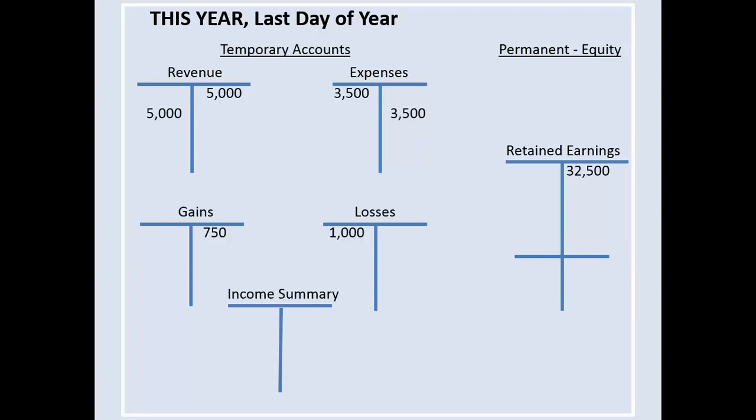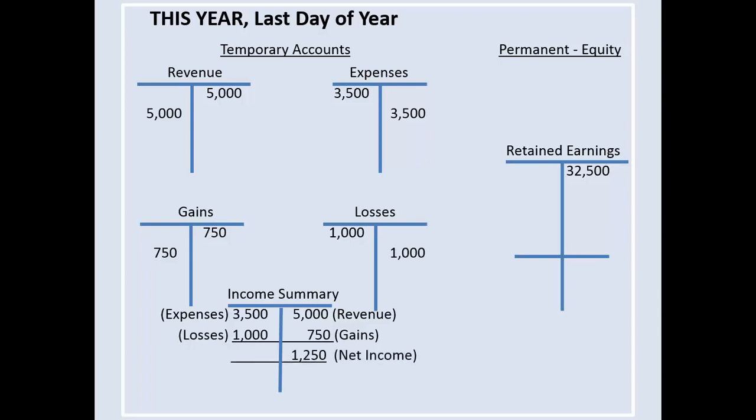So to begin, close revenue and expenses to income summary, debits and credits. Close your gains and losses to income summary. You end up with a net income in this example. Close your net income, $1,250. It's not to a capital account, it's to retained earnings.